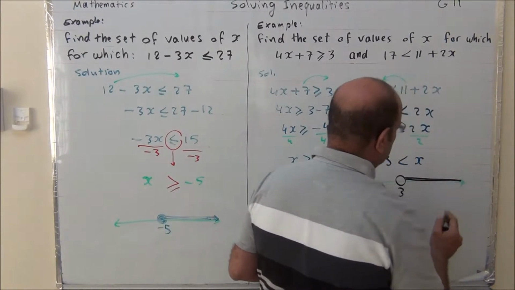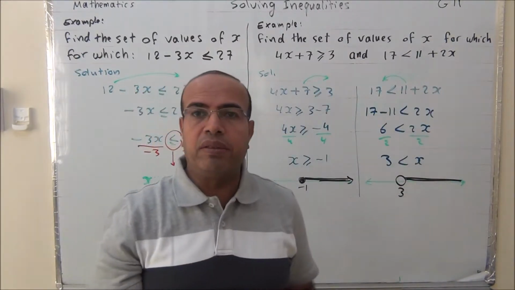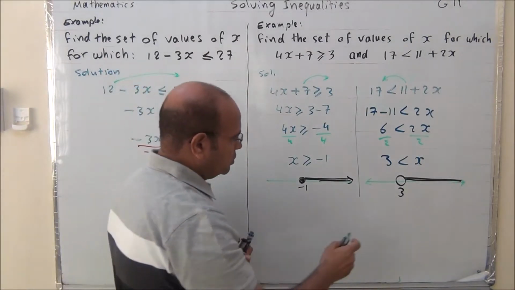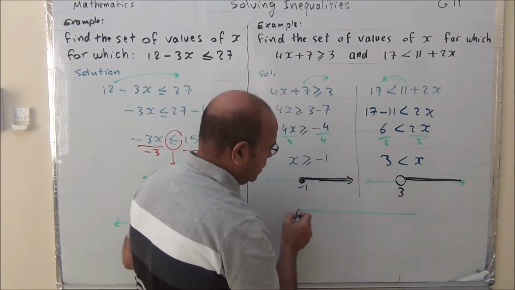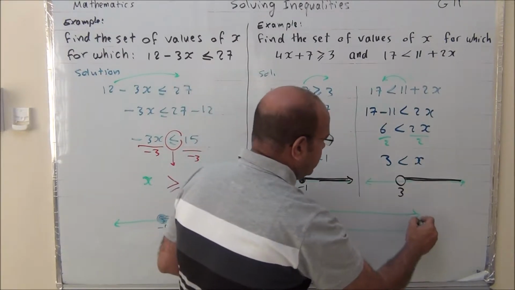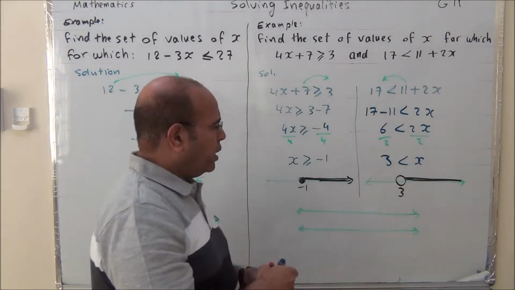So this is the solution. What about the two inequalities? We draw two number lines down each other. So this one is the first number line, and this is the second number line. We represent the two inequalities in order.